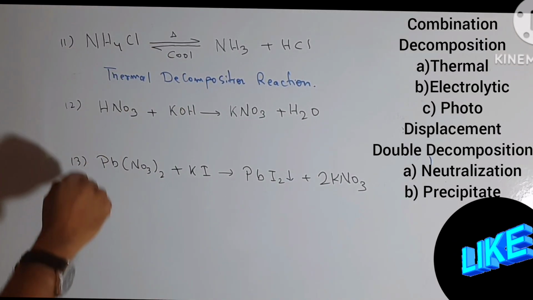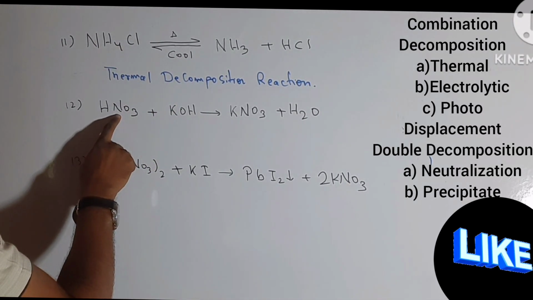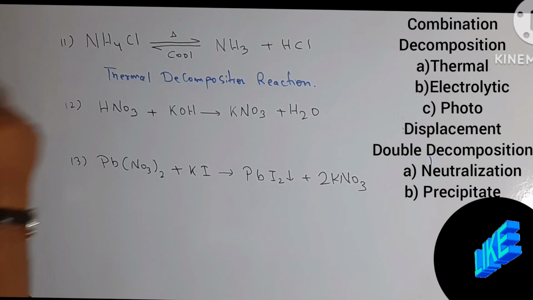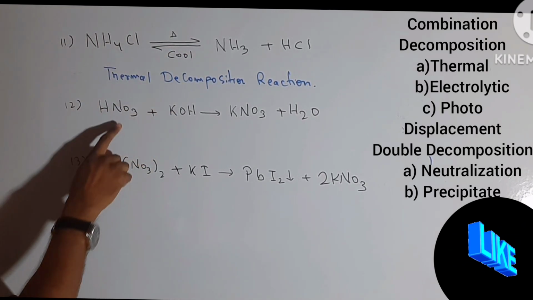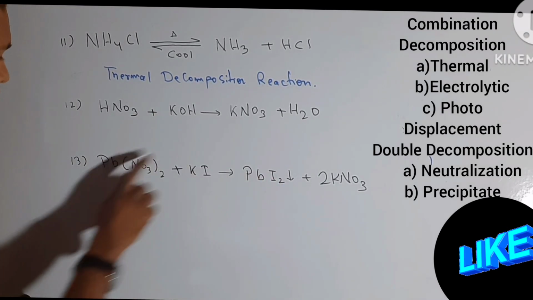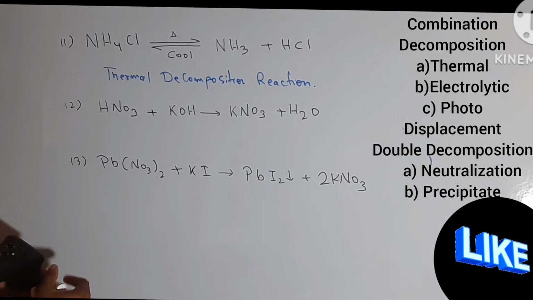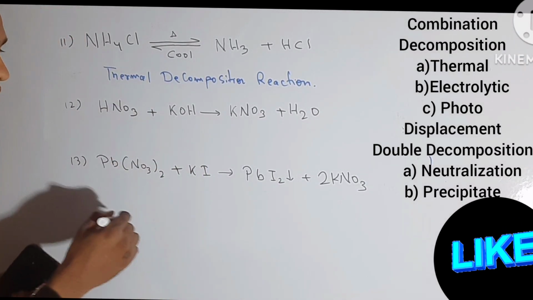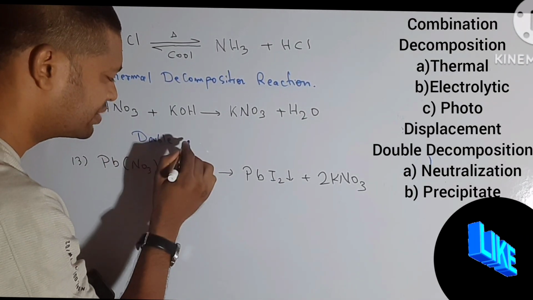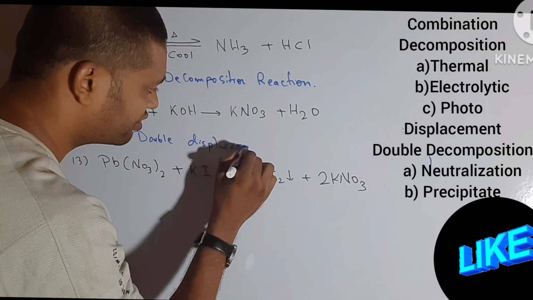Now displacement. Displacement means on the left hand side only one element with one compound. Compound is not possible here. So double displacement. We'll see double decomposition. Yes sir, exchange of radicals is taking place. So it's a double decomposition reaction. In the double decomposition, we'll write double displacement or decomposition. So a double displacement reaction is there.